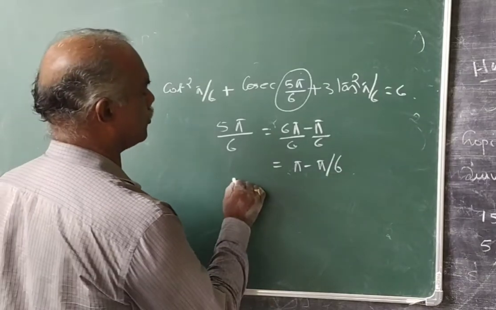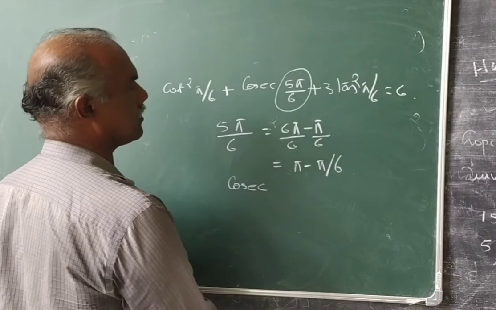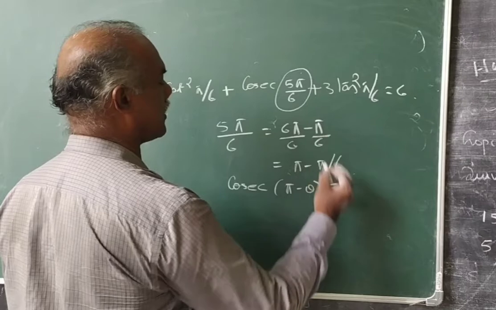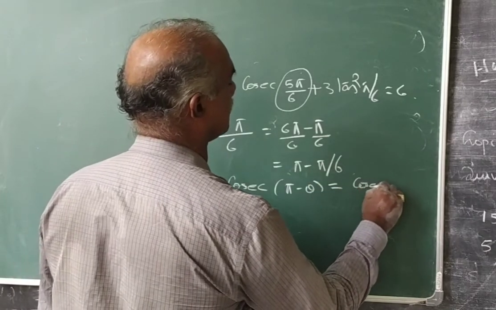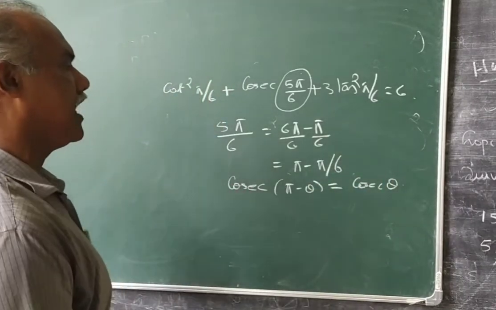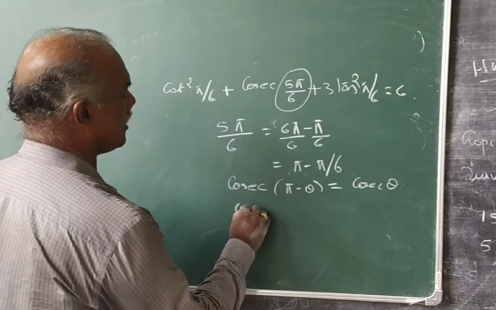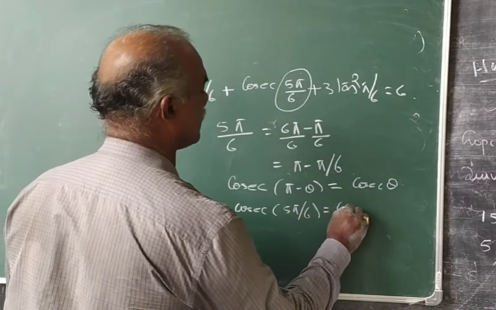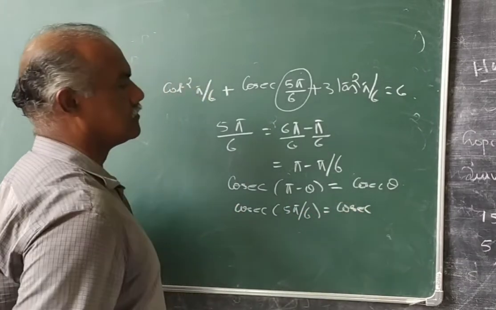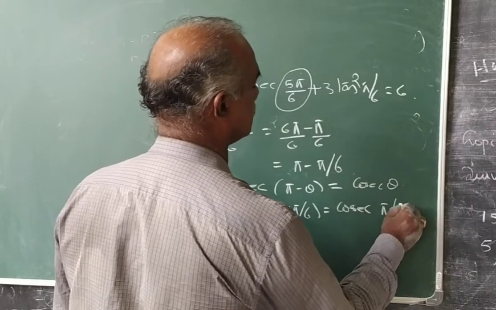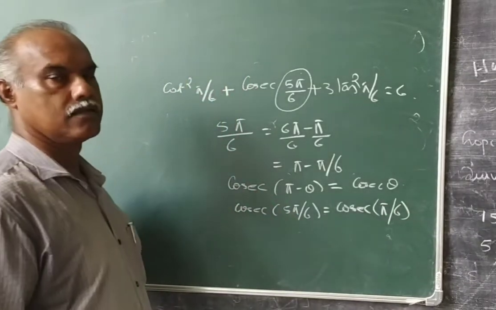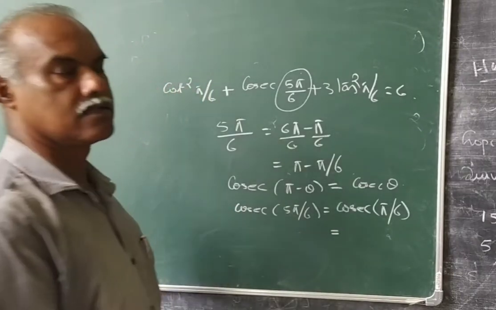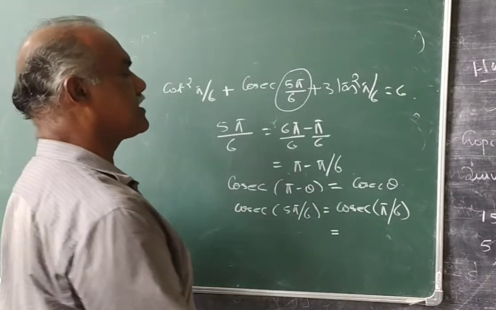And there we have to use cosec of pi minus theta, which, in the second quadrant, is cosec theta itself. Therefore, cosec 5 pi by 6 equals cosec pi by 6. Cosec pi by 6: sin pi by 6 is 1 by 2. Its reciprocal is 2.